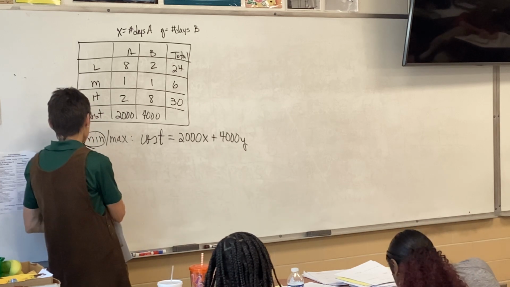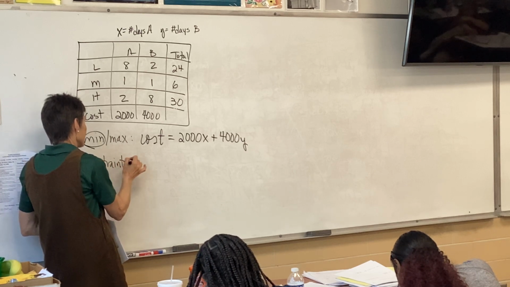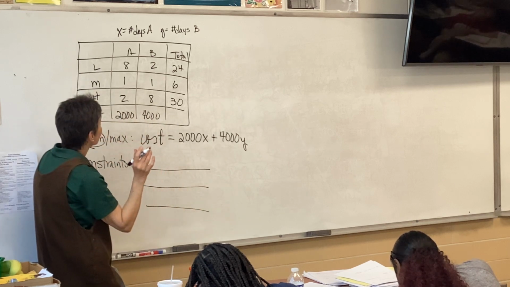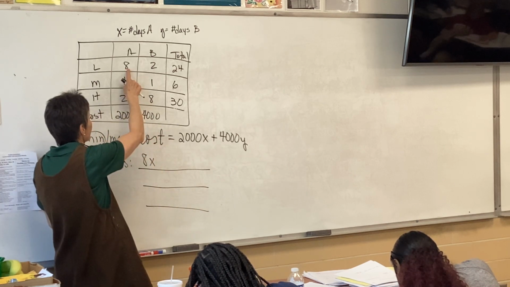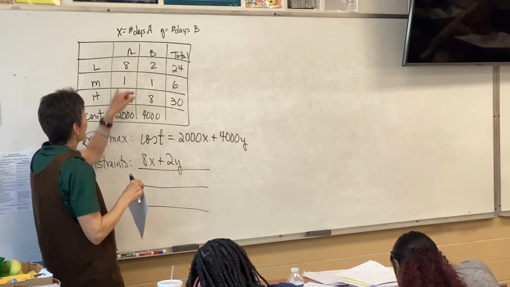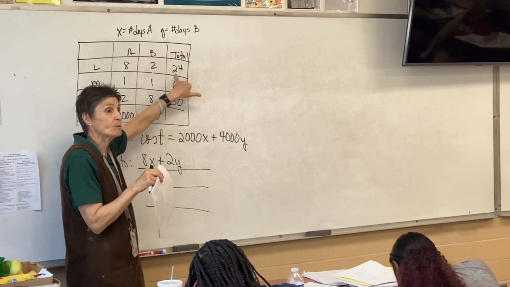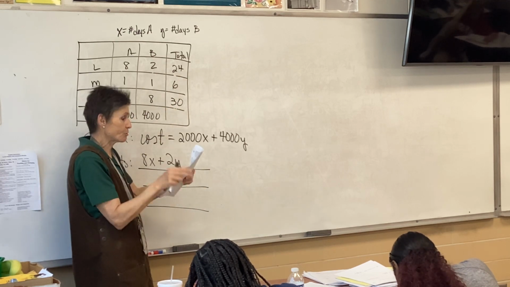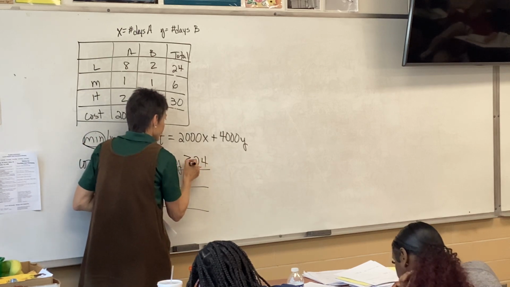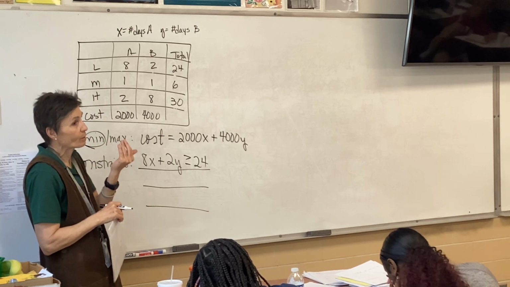All right, what are our constraints? Can you look at that and build some equations for me? What are the constraints for the problem? 8X, so 8 X's plus 2 Y's, that is the amount of low grade from A and the amount of low grade from B has to add up to be what? Less than, excuse me, greater than or equal to 24? Because when it says we have to supply 24, doesn't that mean at least 24?